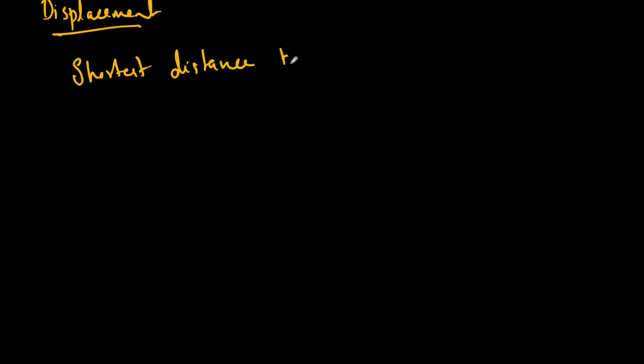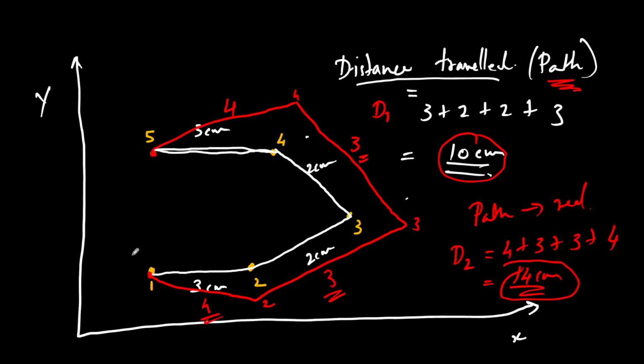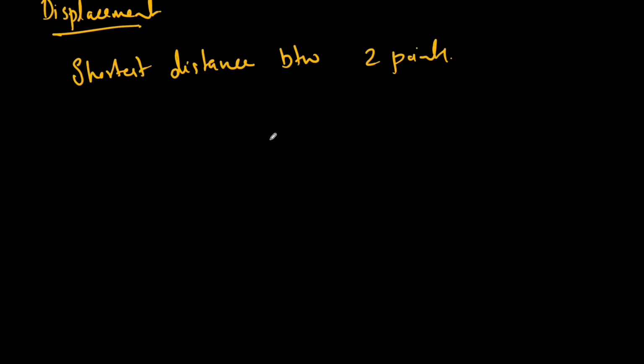Displacement is a vector quantity. Displacement means the shortest distance between 2 points, while distance is the total motion that happened between those 2 points, 1 and 5. At the same time, displacement is the shortest distance between 2 points.